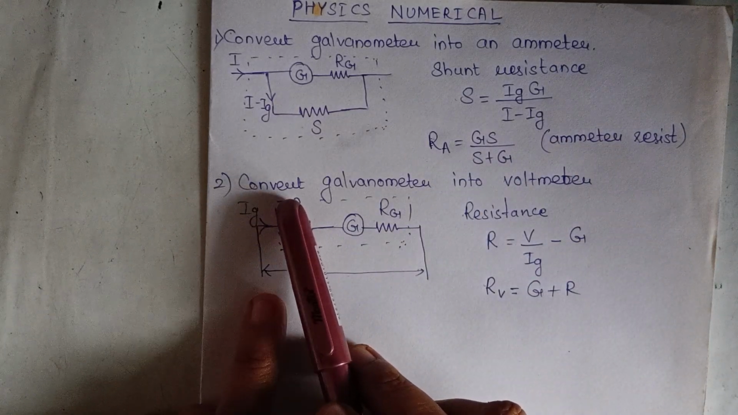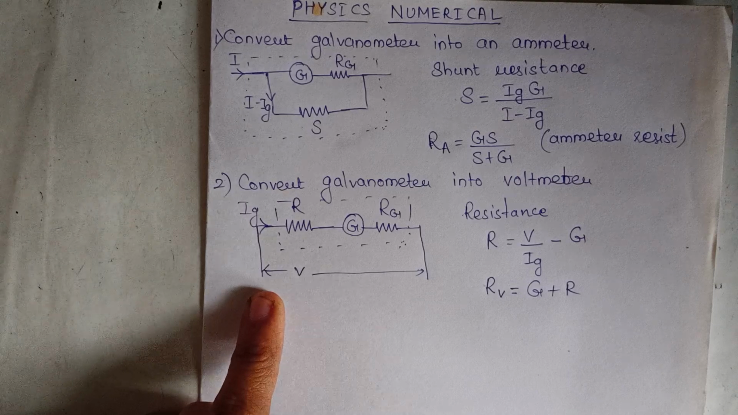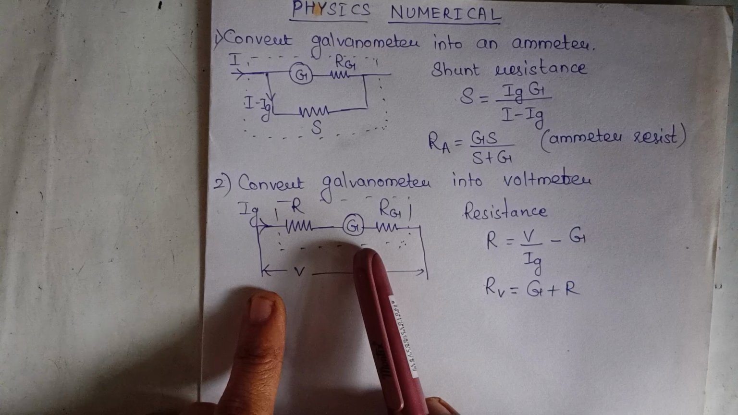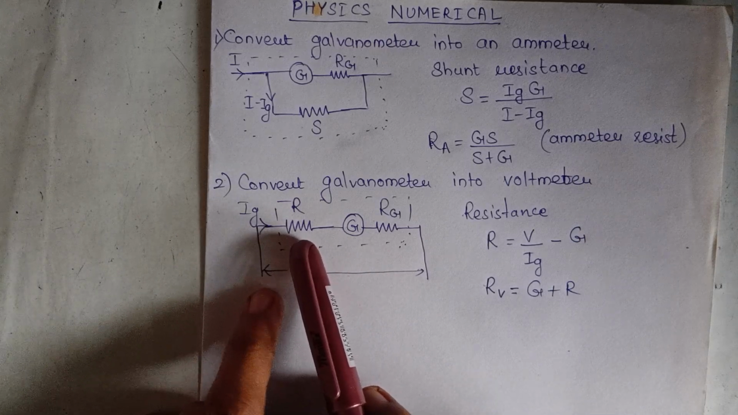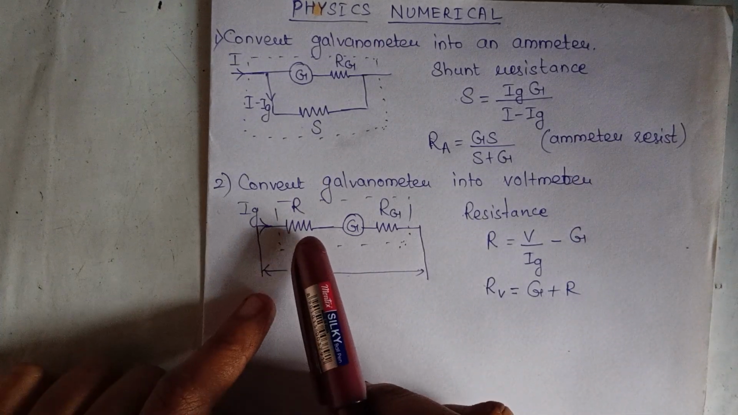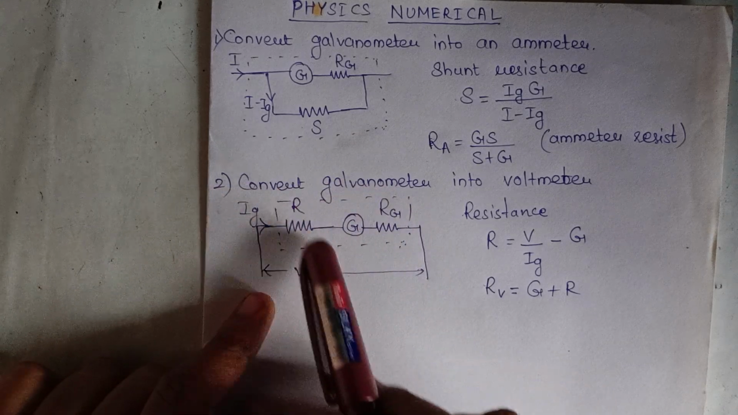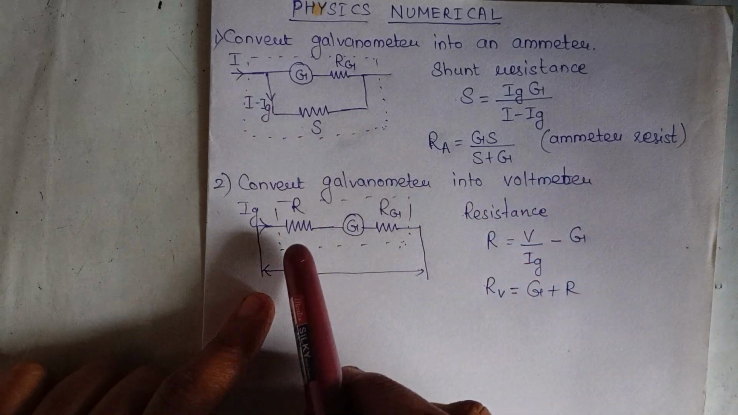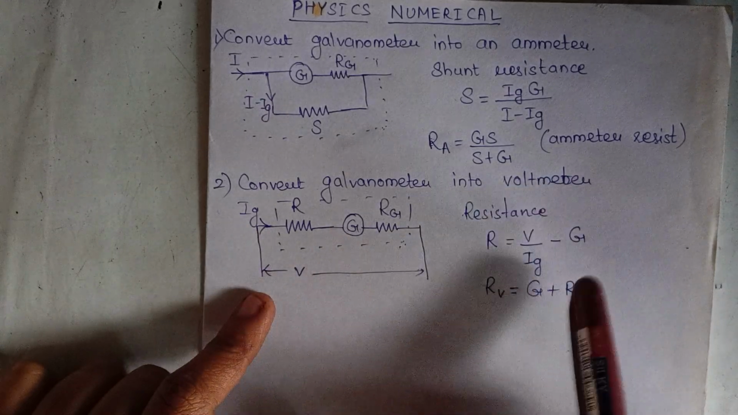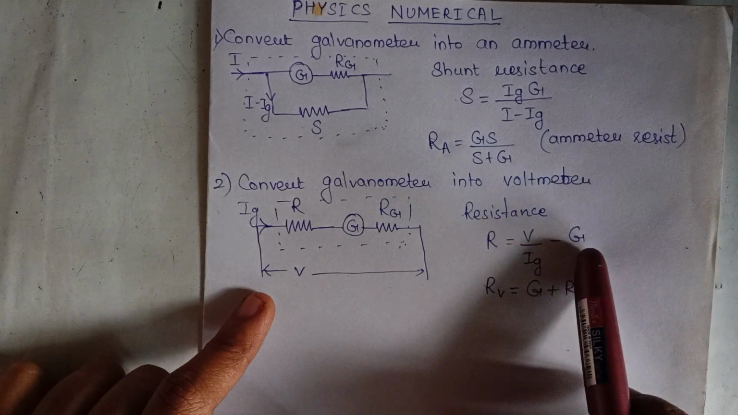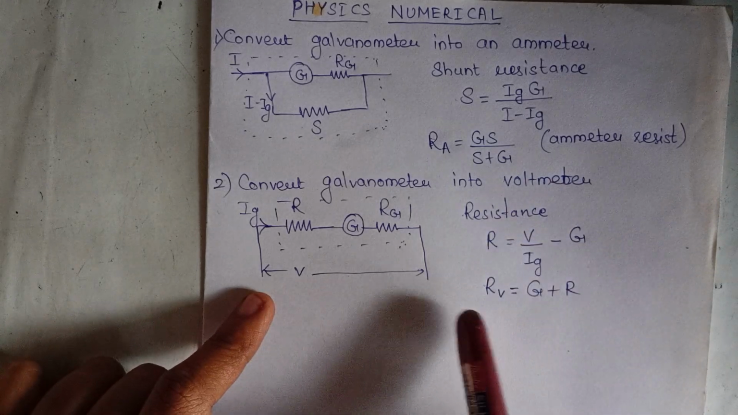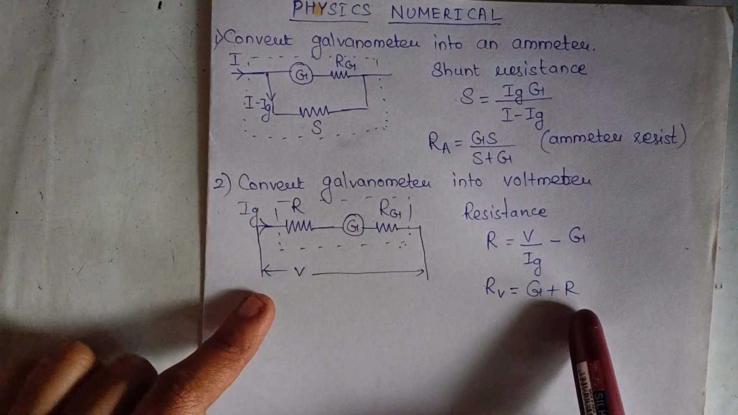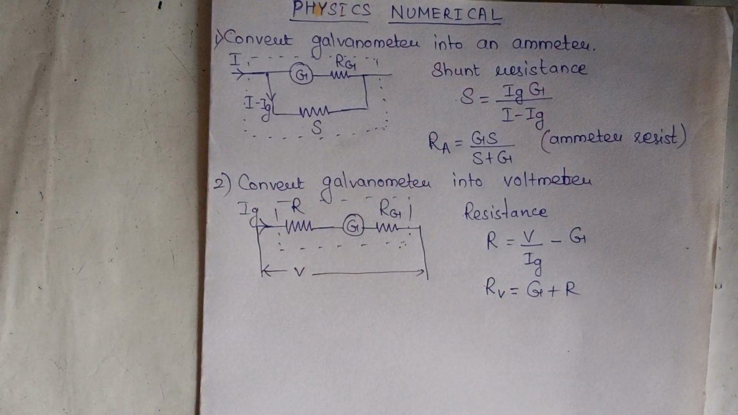Then we can convert a galvanometer into a voltmeter by connecting a resistance in series with the galvanometer, and the value of this resistance is very large. This circuit is now the voltmeter, and this resistance is given by the formula V upon Ig minus G, and the resistance of the voltmeter is given by G plus R. Okay, let's do some examples.